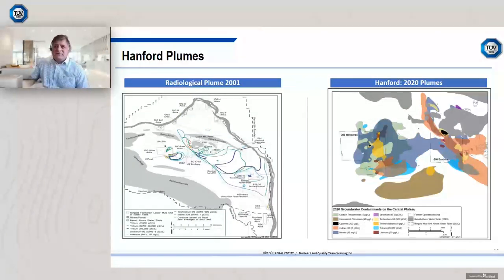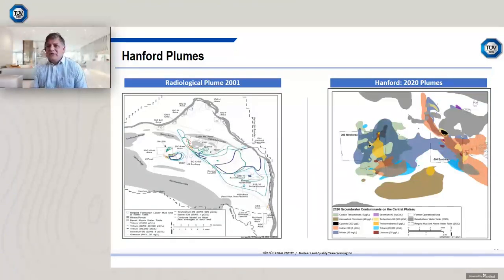Okay, these are the plumes of Hanford. One is the left plume, which is the rad plume on 2001. That is an extract from the uncertainty analysis on the flow and transport model for the Hanford site. As you can see, there is quite a bit of iodine 129 there, and tritium, and this is a plume right under the Columbia River.